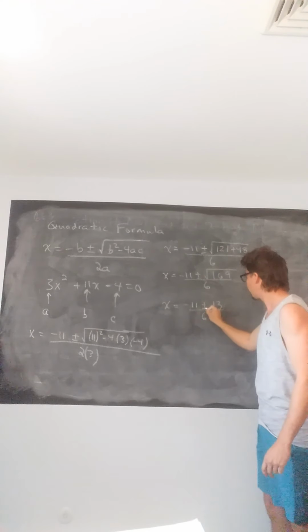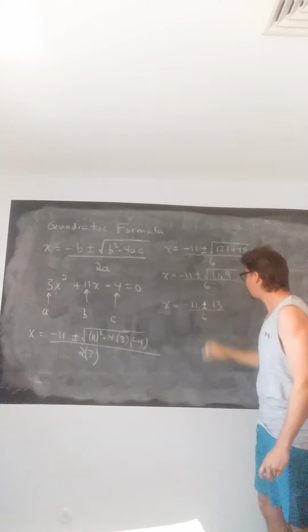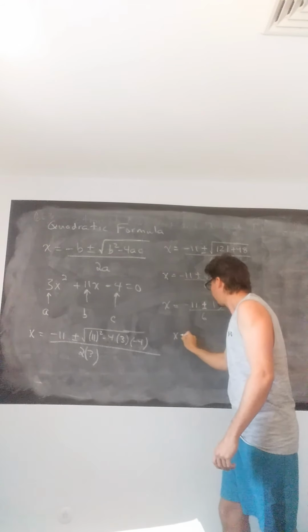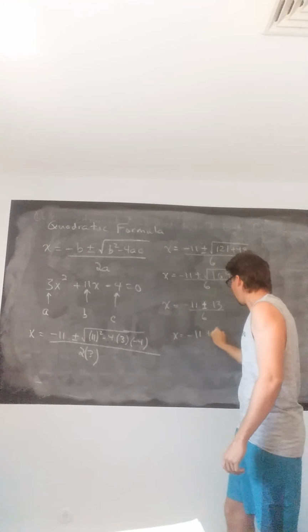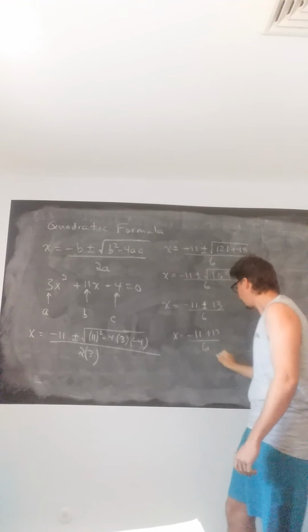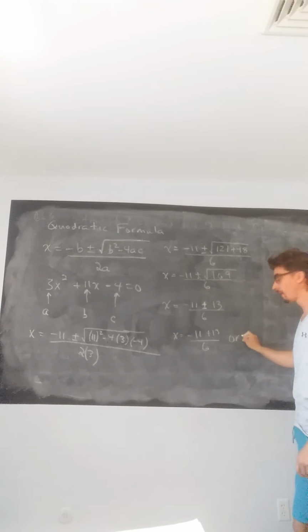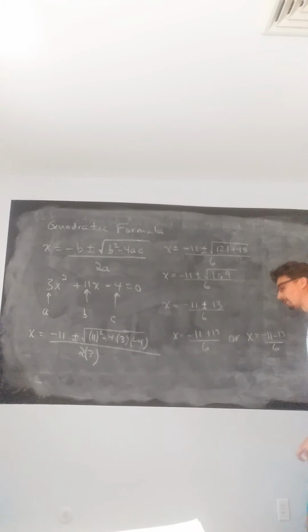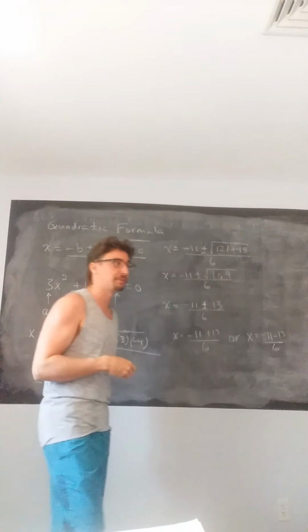So you see how we have this plus or minus. We need to rewrite this thing 2 times. So one way we're going to write this is x equals negative 11 plus 13 over 6, or x equals negative 11 minus 13 over 6. Either way, you have to show it. You're going to get 2 answers from it.